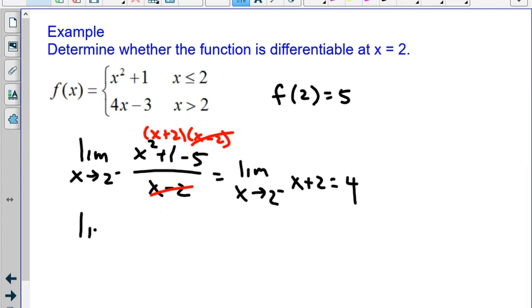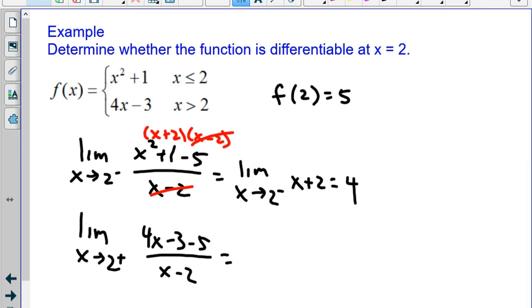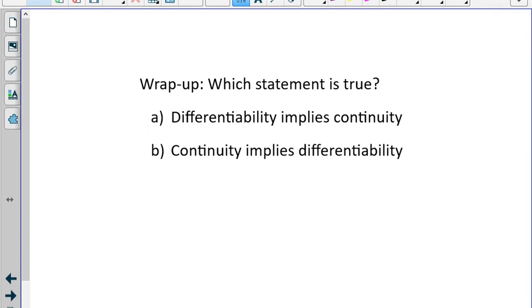If we look at the limit as x approaches 2 from the right of the derivative, we get the function minus 5, since both of the values of the function are 5, divided by x minus 2. The top turns into 4x minus 8. You can factor out a 4. So this ends up being 4 times x minus 2. Those cancel. This is just 4 instantly. You don't even have to substitute anything in. So clearly, the derivative is the same on both sides. The function is the same on both sides. Therefore, this is differentiable. Finally, which statement is true?